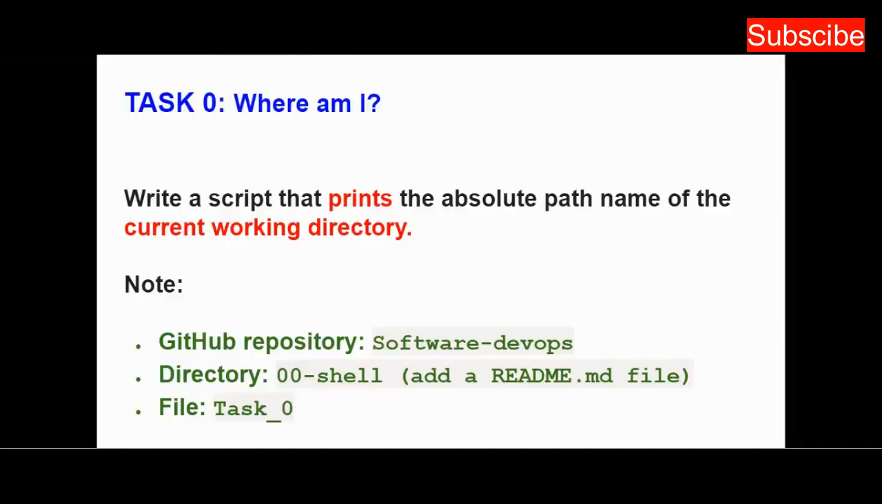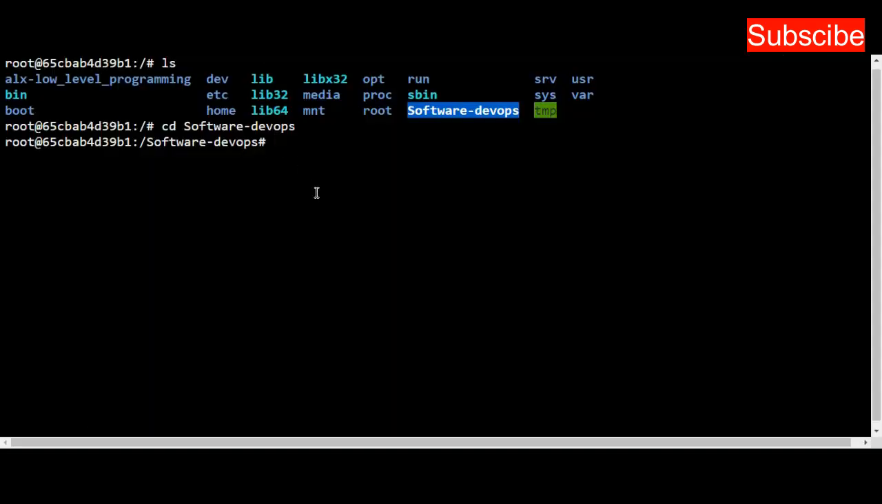Now back to the question. The question says our repository should be software-DevOps, while the directory where our solution should be is 00-shell. So here I'm going to create a directory. So I make a directory, and the name of the directory should be 00-shell.